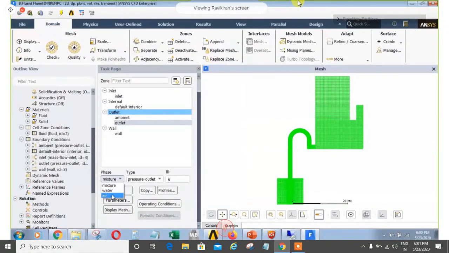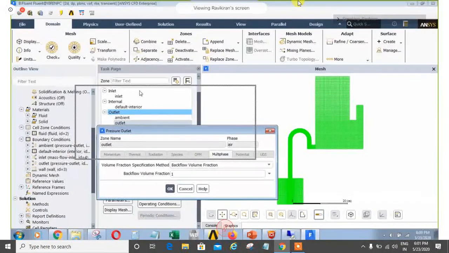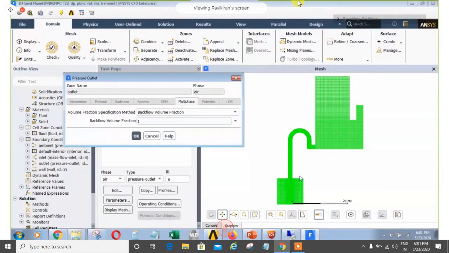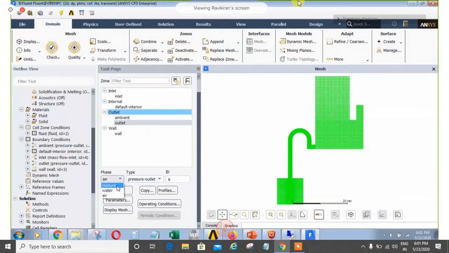Now, when we are moving to the air, there is the backflow volume fraction. We have to make sure that the wrong phase does not enter through this outlet domain. As water is leaving through this domain, we have to make sure that water will not re-enter again through the outlet. We are allowing only air, as the second phase, to enter through this outlet portion. That's the reason we have applied a backflow volume fraction of 1.